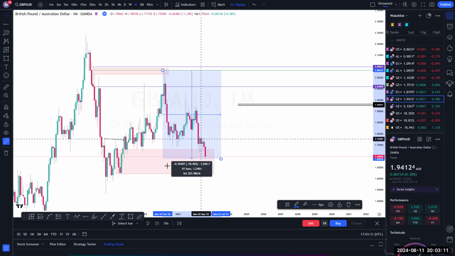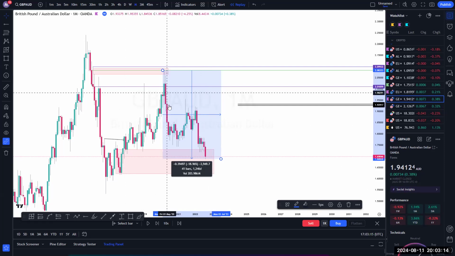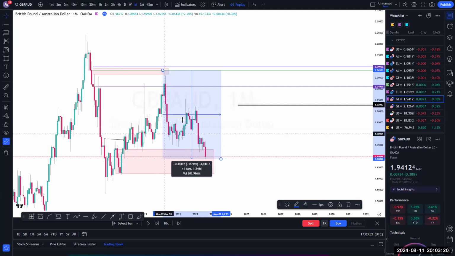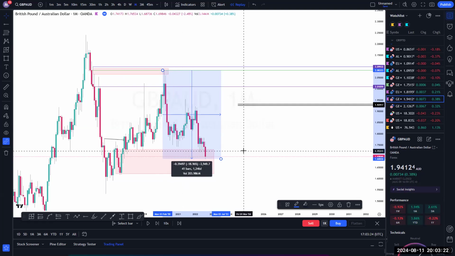Or many months, because 1, 2, 3, 4, 5, 6. There are a lot, because we also have these pullbacks. So that's how we do swing trading.